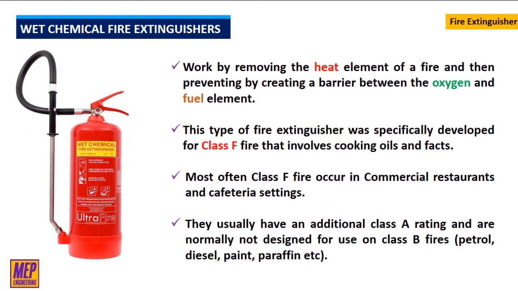Wet chemical fire extinguishers work by removing the heat element of a fire and then preventing re-ignition by creating a barrier between the oxygen and fuel element. This type of fire extinguisher was specifically developed for Class F fire that involves cooking oils and fats. Most often Class F fires occur in commercial restaurants and cafeteria settings. They usually have an additional Class A rating and are normally not designed for use on Class B fires, petrol, diesel, paint, paraffin etc.